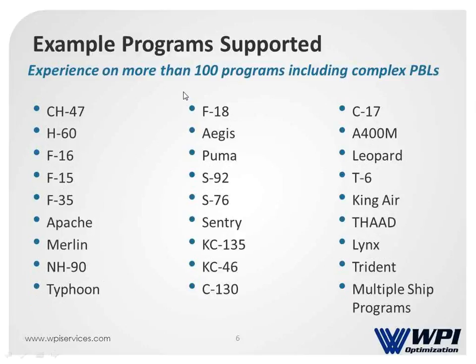When we look at some of the example programs that we've supported, we have experience on more than 100 programs, including some pretty complex performance-based logistics programs. And those include CH-47 on the rotary wing side, F-18, that's a jet. We have some commercial things like the S-92, multiple ship programs, land vehicle programs like the Leopard tank, and more.